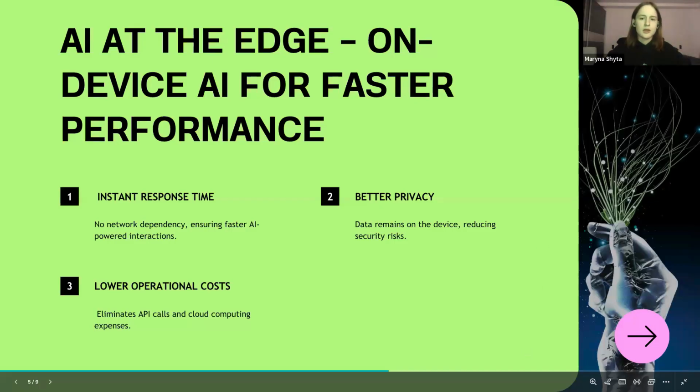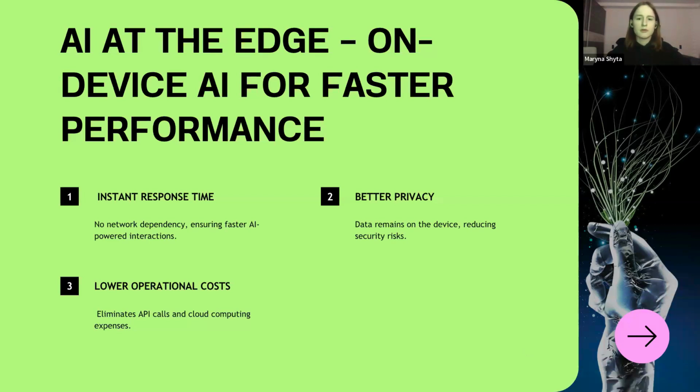So, AI at the edge: on-device AI for faster performance. For applications requiring low latency, offline capabilities, or enhanced privacy, on-device AI, also known as edge AI, is an alternative to cloud-based APIs. Instead of sending data to a remote server for processing, a model runs directly on the user's device, reducing processing times and improving efficiency.